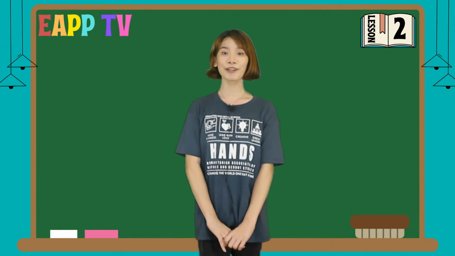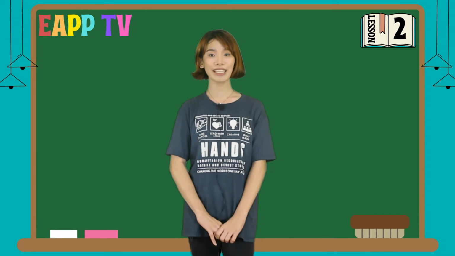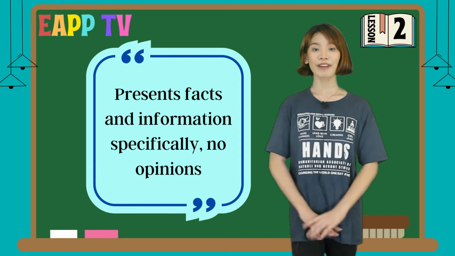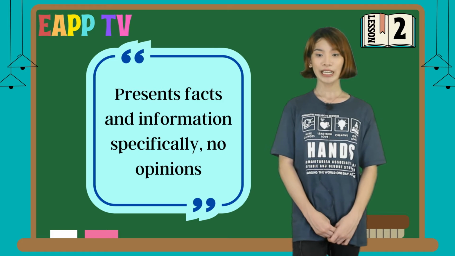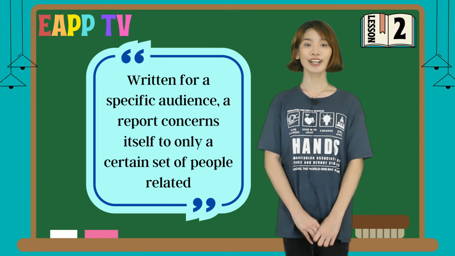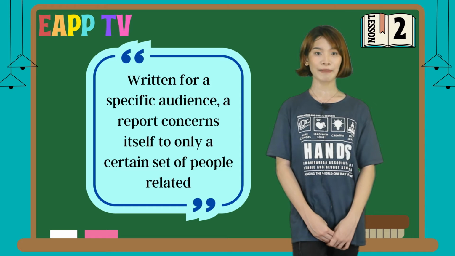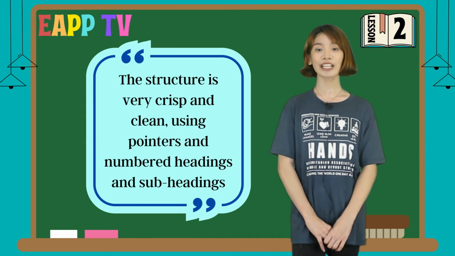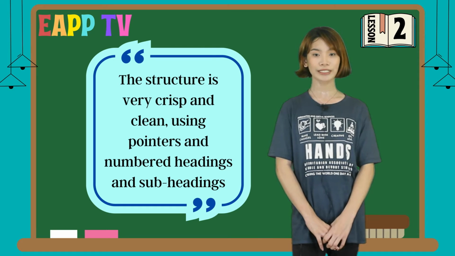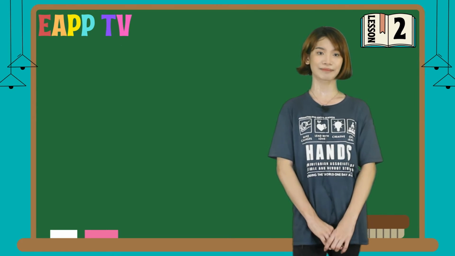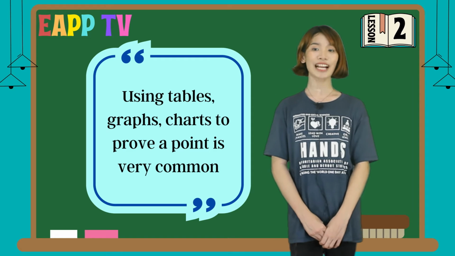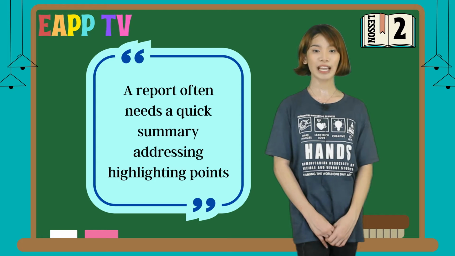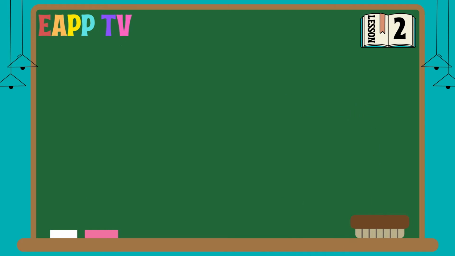After we define the report's writing format, let's proceed to tips and conventions with sample reports. First, present facts and information, specifically no opinions. Second, write for a specific audience. A report concerns itself with only a certain set of related people. Third, the structure is very crisp and clean, using pointers and numbered headings and subheadings. Fourth, using tables, graphs, and charts to prove a point is very common. And lastly, a report often needs a quick summary highlighting key points.